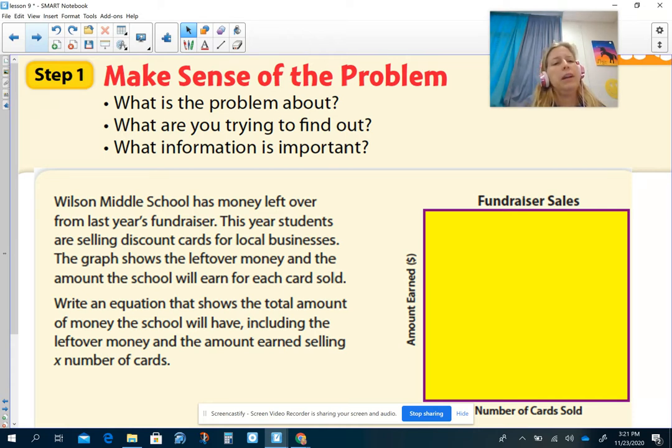Wilson Middle School has money left over from last year's fundraiser. This year, the students are selling discount cards for local businesses. The graph shows leftover money and the amount the school will earn for each card sold. Write an equation that shows the total amount of money the school will have, including the leftover money and the amount of money earned selling X number of cards. So at this time, I want you to pause my video. That way, you have time to write down as many things as you can. Okay, pause.